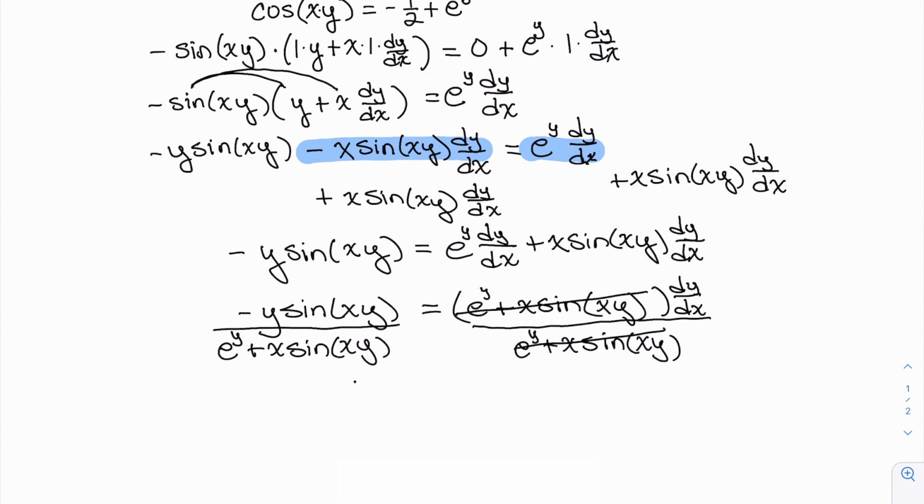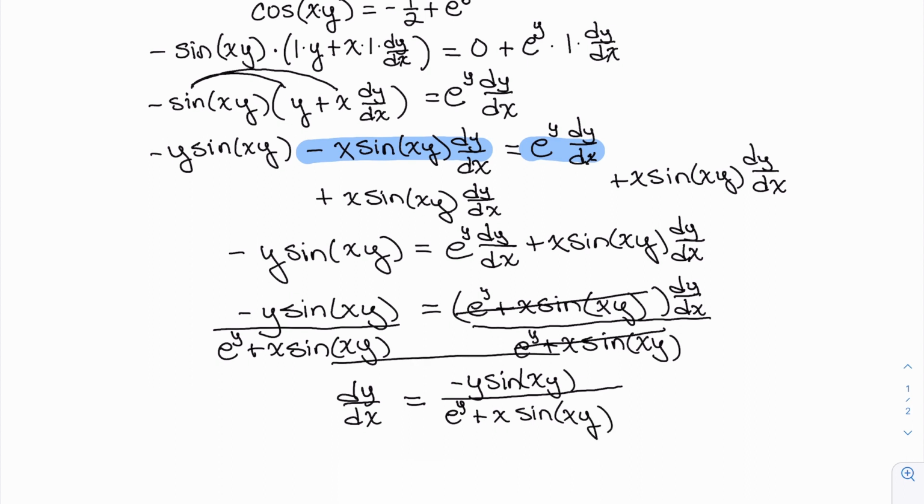And so our final result is that dy/dx is equal to negative y sine of xy divided by e to the y plus x sine of xy. And that is how you use implicit differentiation to find dy/dx for cosine of xy is equal to negative 1/2 plus e to the y.